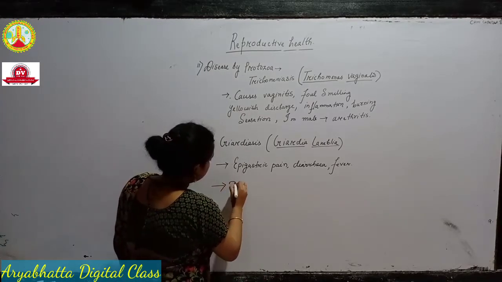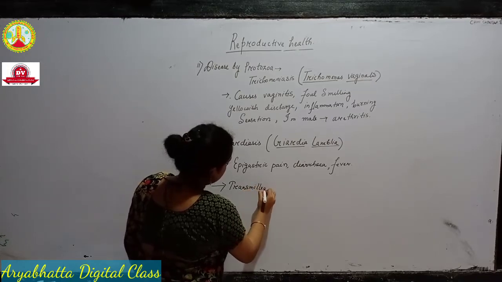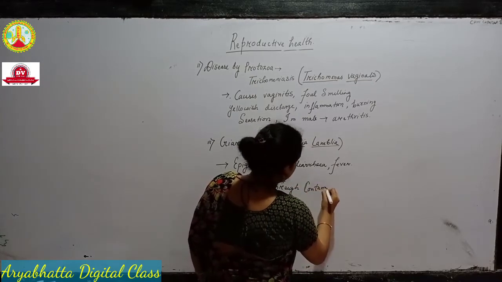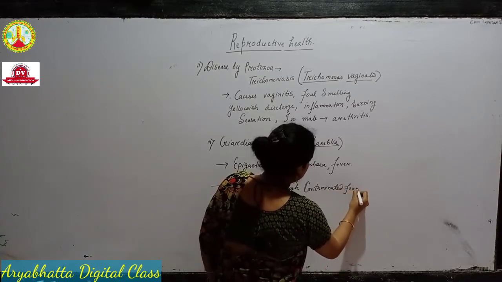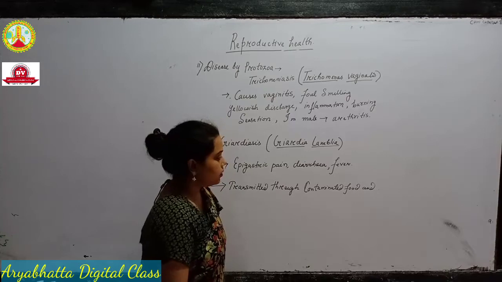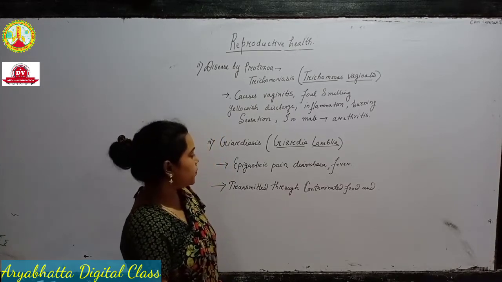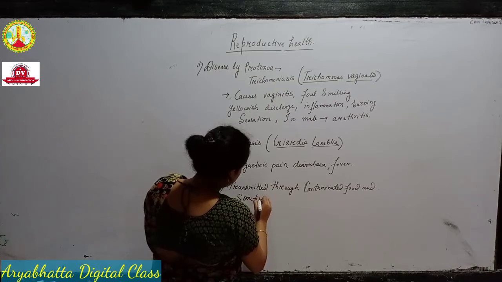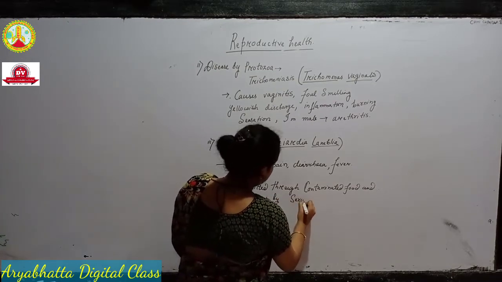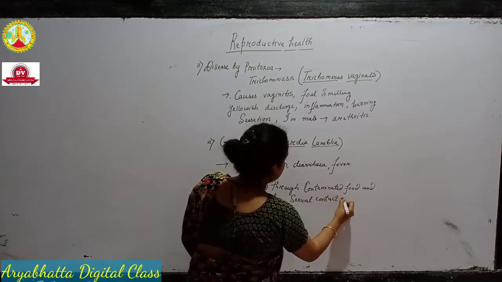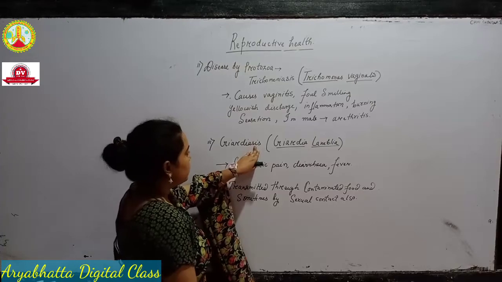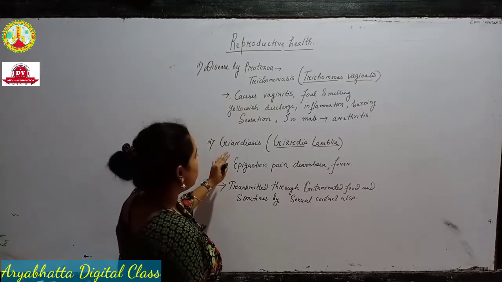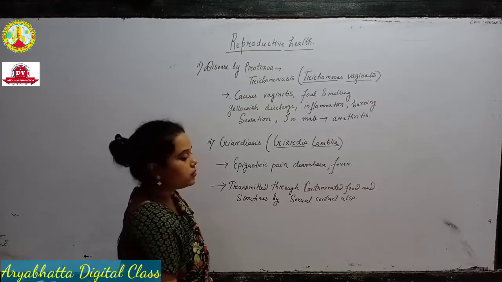Giardiasis is generally transmitted through contaminated food, and sometimes it may be transmitted by sexual intercourse or sexual contact also. So these diseases we can take under the protozoan diseases, caused by protozoa. We can take Giardiasis also.